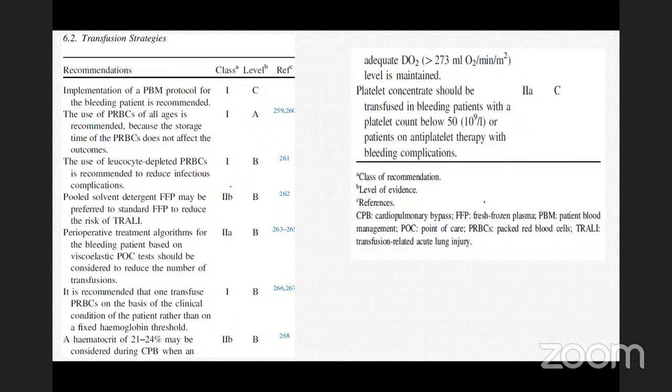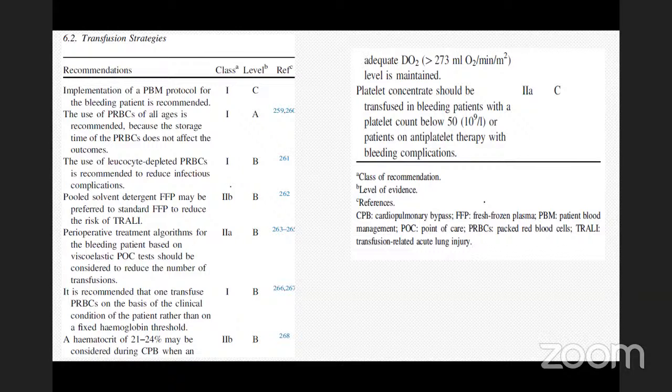Hematocrit of 21 to 24% may be considered during cardiopulmonary bypass. This is class 2B, level B. In continuation, adequate oxygen delivery, more than 273 milliliters of oxygen per minute per meter squared, should be maintained. This is the same.